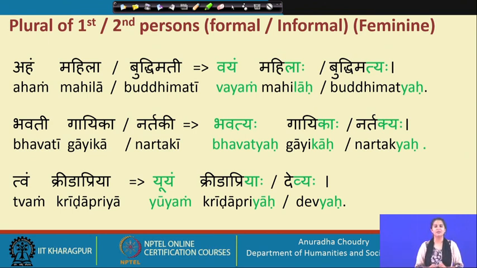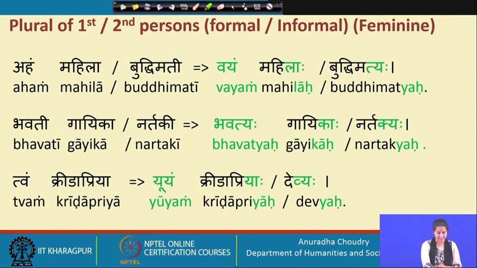I have next taken a word ending with a long e. So if you have aham buddhimati, the plural will be vayam buddhimatyaha. Uttamam. Moving on, bhavati is a word ending with a long e. So bhavati would be bhavatyaha. So now that's an easy one when it comes to combining with the long e.